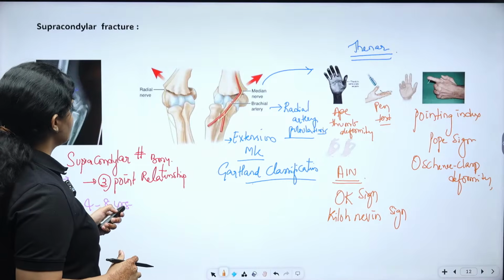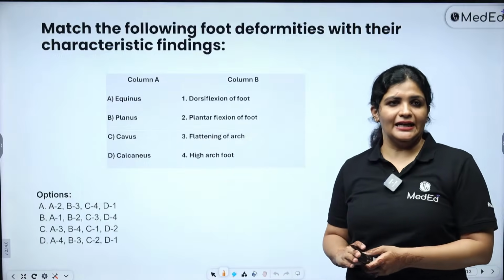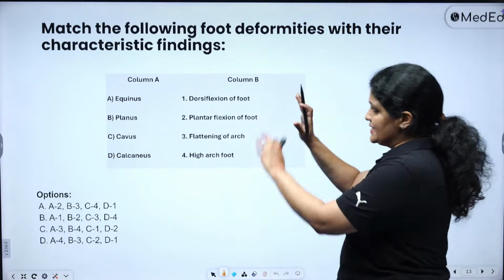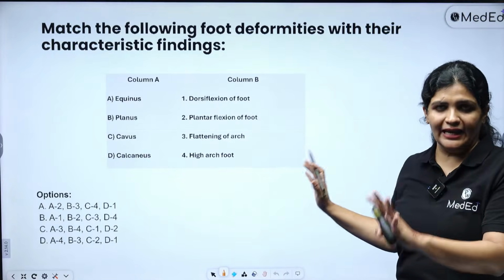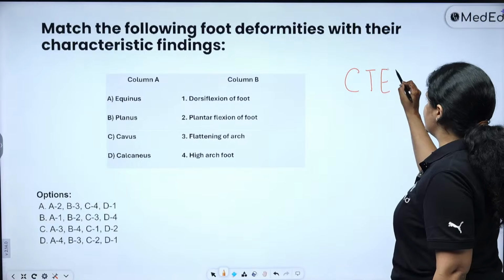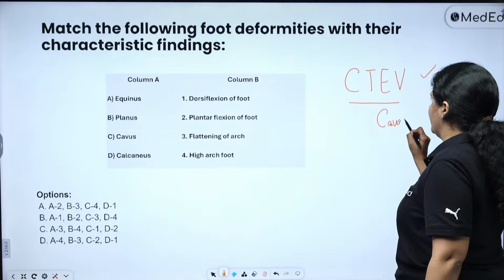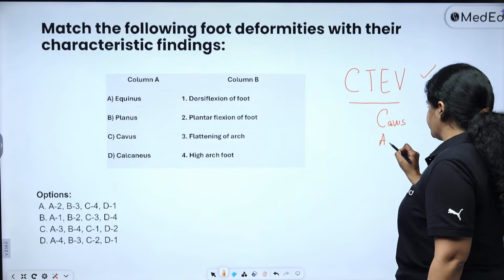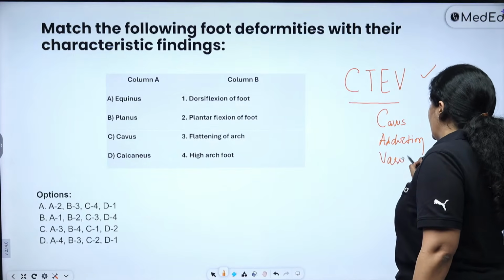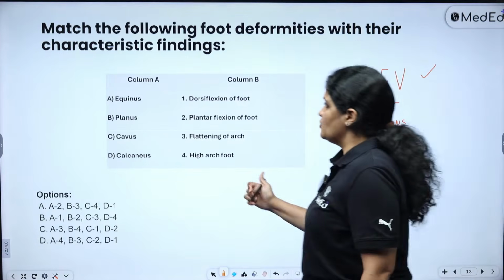Yes, this was the recent question which was asked in the INICET. Can somebody answer this? So what is equinus? To answer this question, these are the deformities of ankle and foot. I'll make it easy, because you can think of CTEV, since you go prepared for CTEV, right? In CTEV, you know the deformities: cavus, adduction, varus, and equinus, and you know two of them out of this, almost. So equinus, cavus, you know.